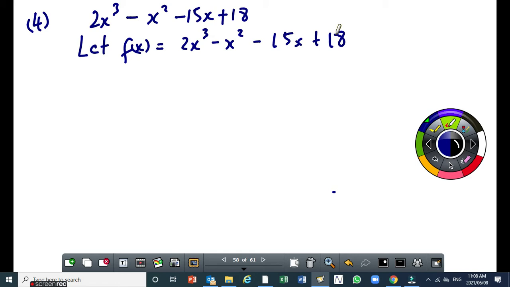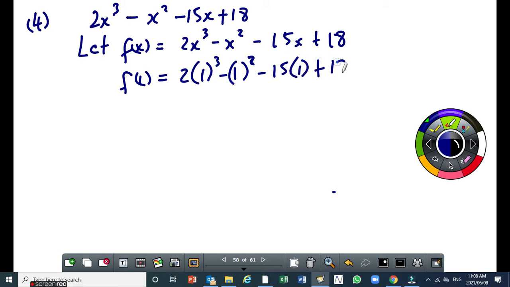So we'll say f(1) is equal to 2 times 1 cubed minus 1 squared minus 15 times 1 plus 18. This will give us 2 - 1 - 15 + 18. If you simplify this, you get 20 minus 16, which is 4. What that means is that x - 1 is not a factor.